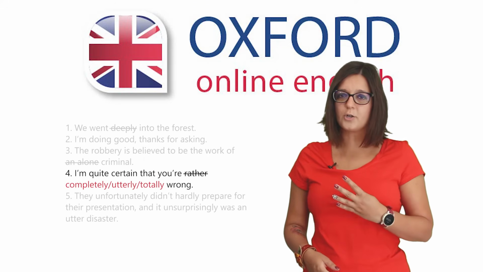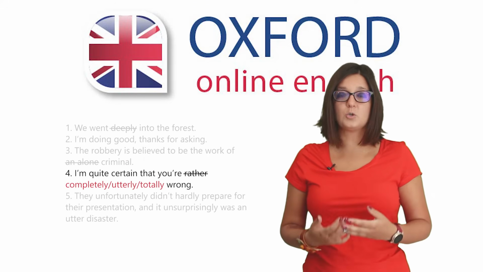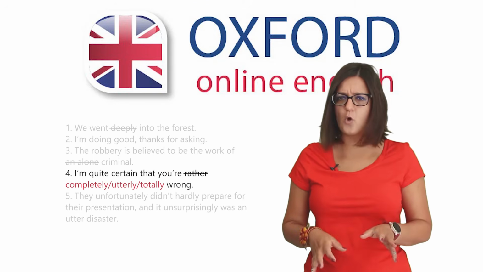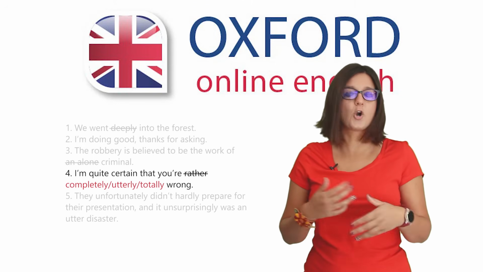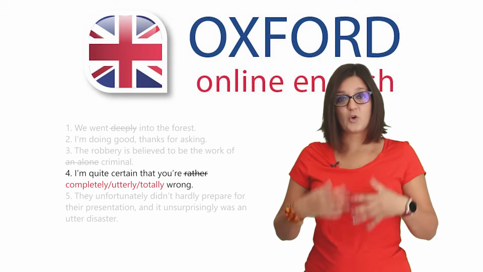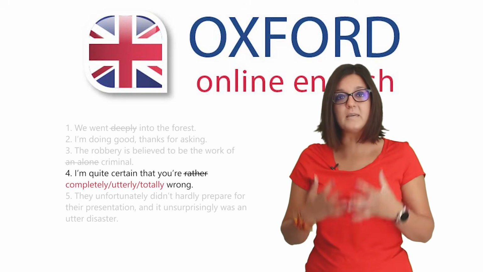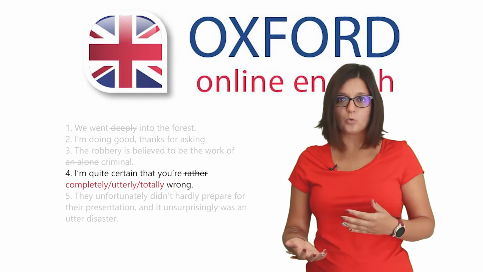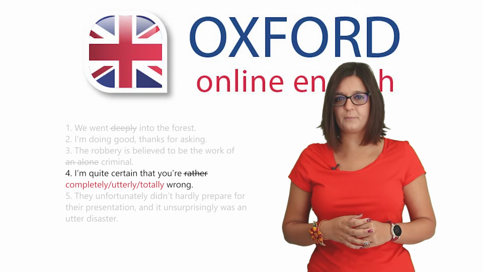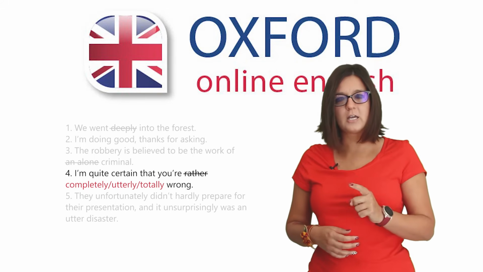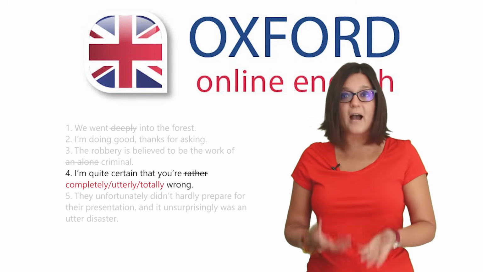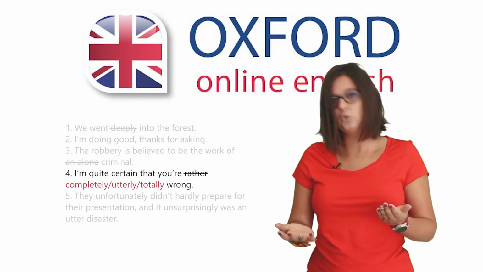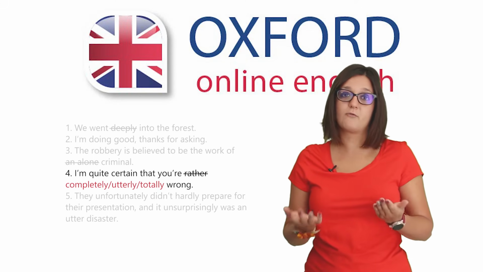In sentence 4, rather cannot be used in this way. You could say completely wrong, utterly wrong, totally wrong. There are other possibilities. Rather expresses a medium level of something. For example, if you say it's rather cold, you mean that it's medium cold. However, wrong is ungradable. It's a binary idea. Either something is wrong or it isn't. You can't have different levels of wrong.